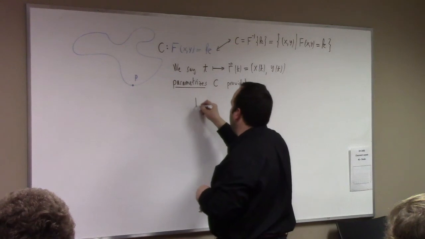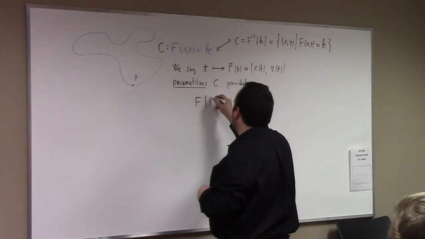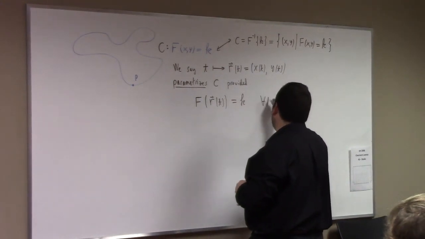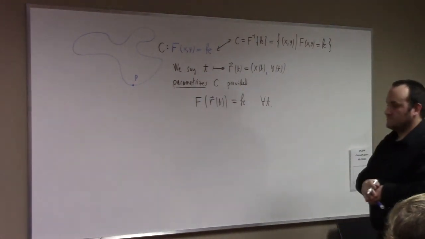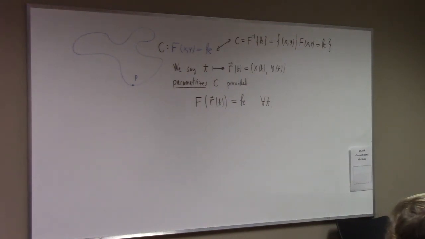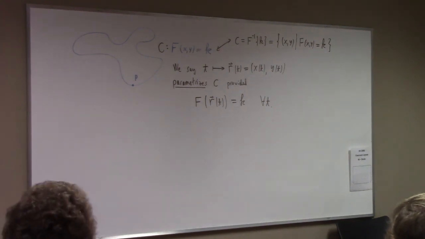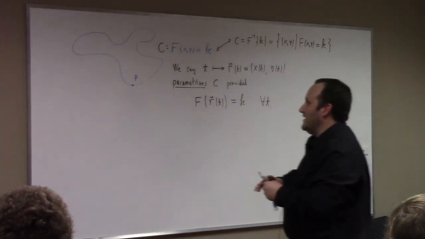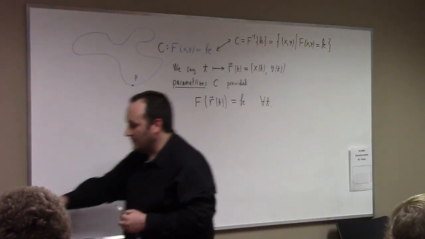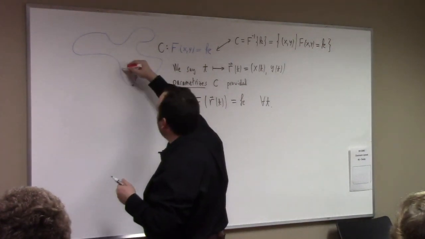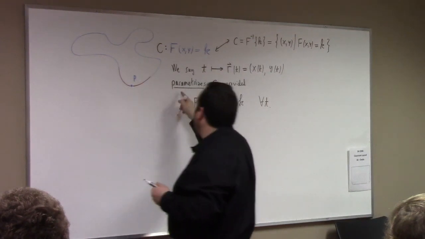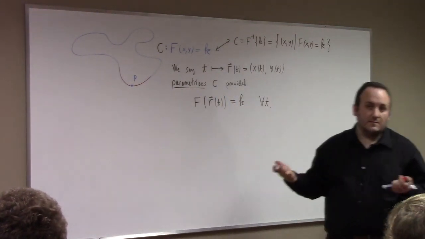What we need is that f of r of t is equal to k for all t. Now, sometimes you can't parameterize the whole curve. Like we've looked at things where maybe we parameterized the left half of the hyperbola, but not the right half. Maybe there's some reason I can find a nice parameterization just for this part in here. So generally, parameterization is something we like to do locally.